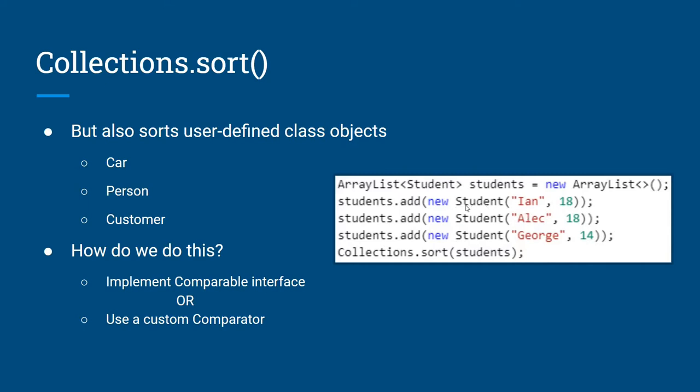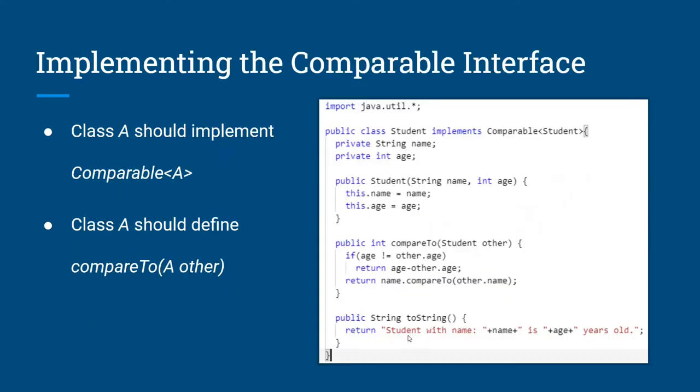For example, if you create a student class and you have a variable called name and a variable called age, and you say collections.sort(students), the program won't automatically know to sort by name first and then age, or by age first and then name. So in this case, you have to tell it what to do, because there is no natural ordering that is automatically defined. And so there are a couple of ways to do this. One is to implement the Comparable interface, and the second way is to use a custom comparator.